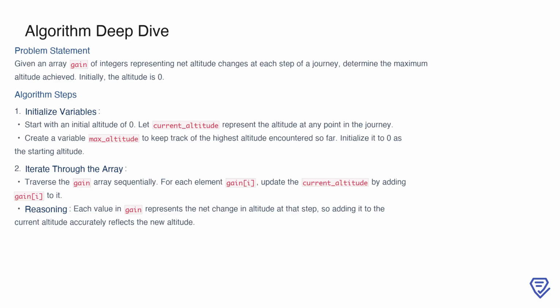Next, we iterate through the gain array. For each step, we update current_altitude by adding the corresponding value from gain. This is because each element in gain represents the altitude change at that specific step, so adding it to the running total gives us the new altitude at that point.